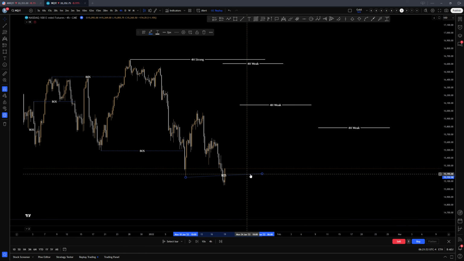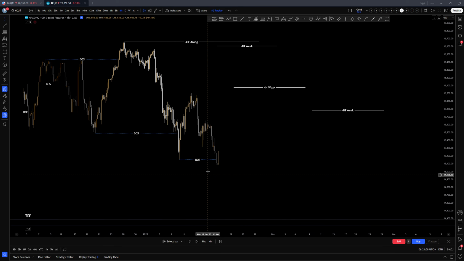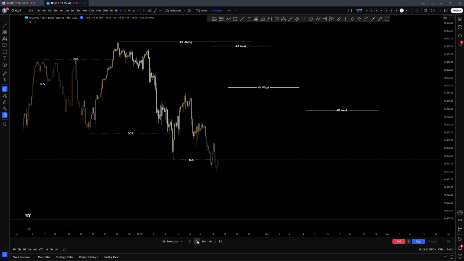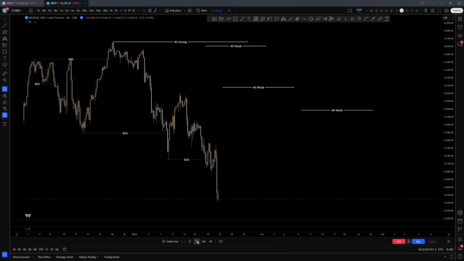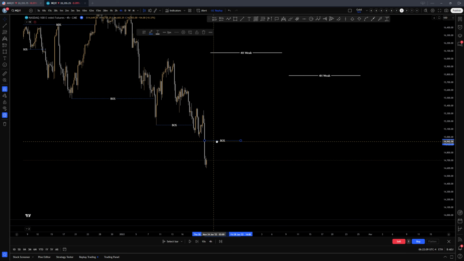I'm copying all sorts of stuff here. A breaker structure there, okay, and then we're expecting after breaker structure a pullback. Let's see what we get. Yeah, there we go. Okay, another down move. So again, we've got another breaker structure then.